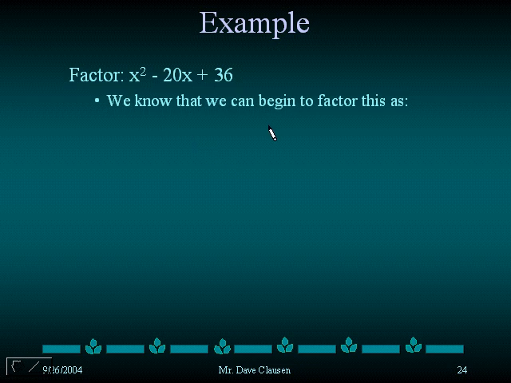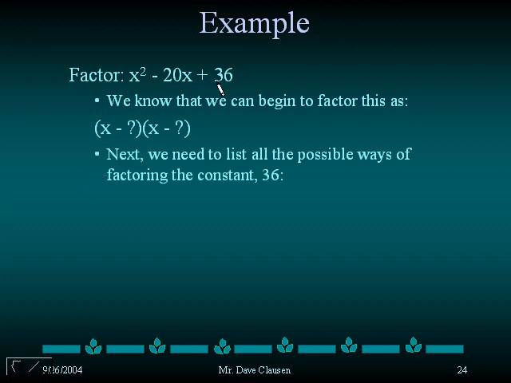We can start factoring this. We know there's no greatest common factor, no special formula. Since it's minus then plus, we know it's going to factor as x minus something times x minus something. We need to list all the possible ways of factoring 36. Not the smallest of lists, but that could be 1 times 36, 2 times 18, 3 times 12, 4 times 9, or 6 times 6.